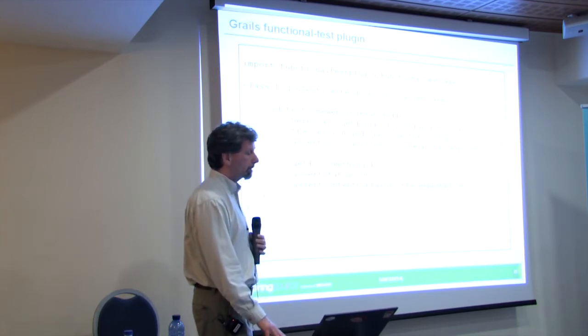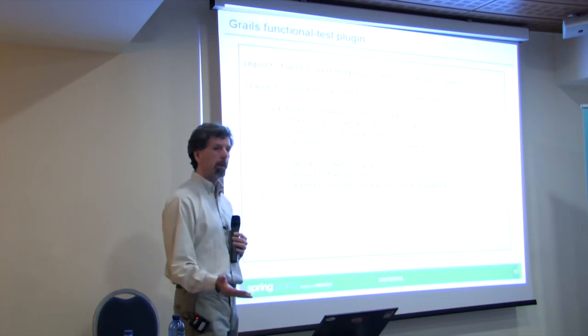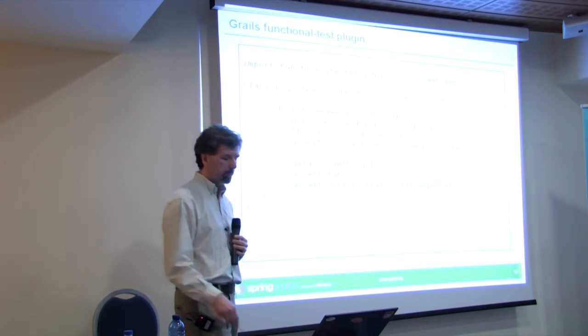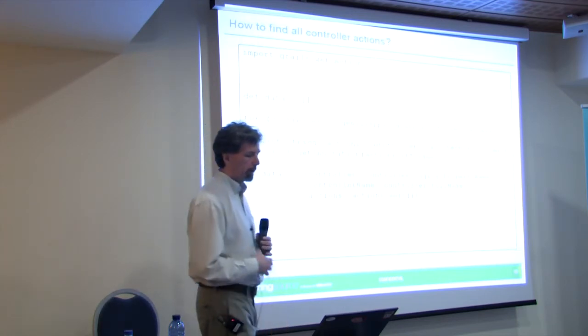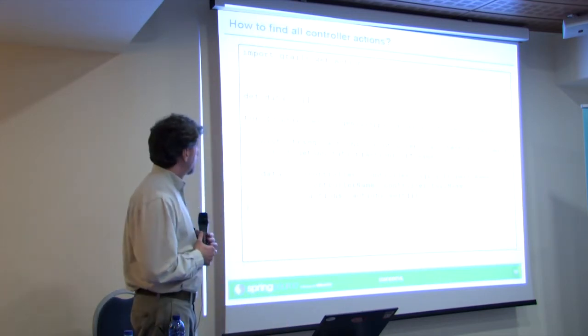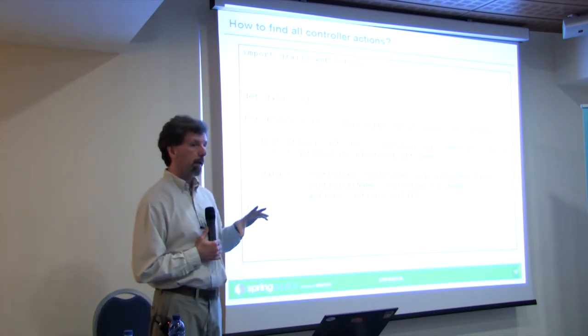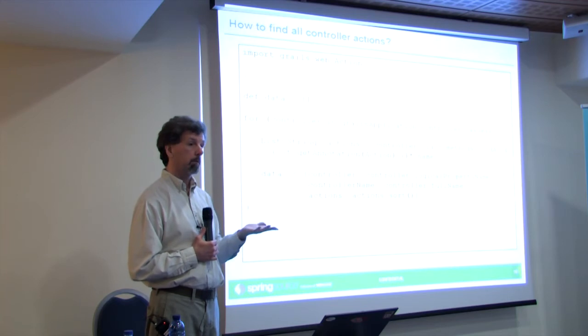So how do you know what to test? What URLs to test? You should have a sitemap of your application, but you may not. I came up with a very small, a few lines of code that will. This doesn't find all the URLs in your application. It finds all the controller actions in your application.